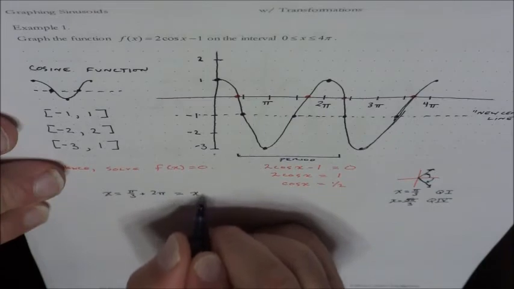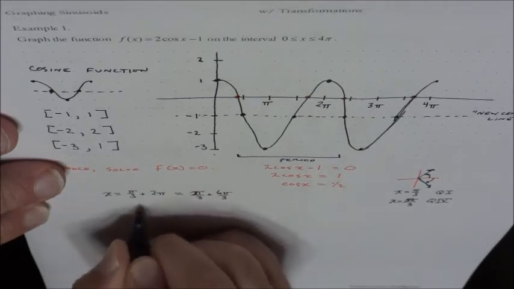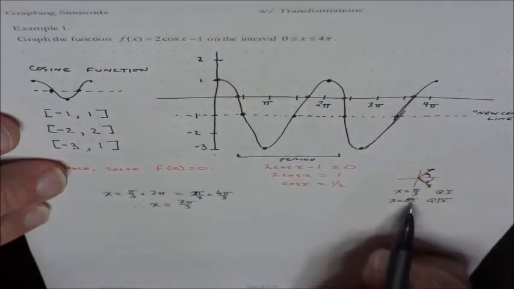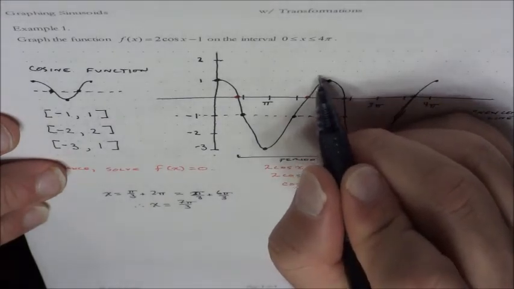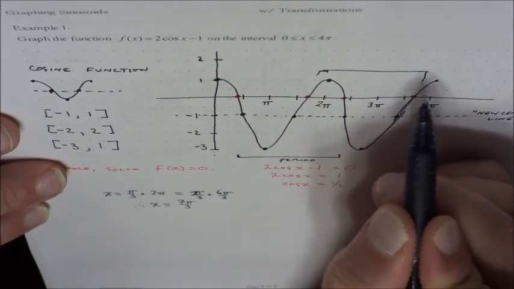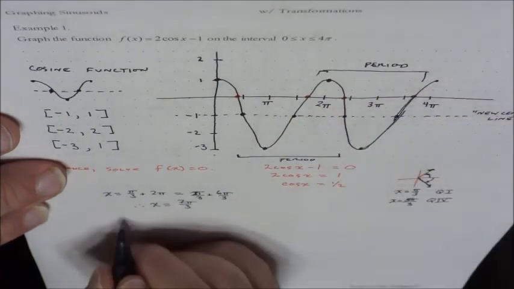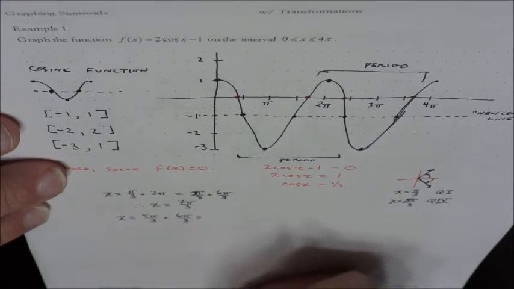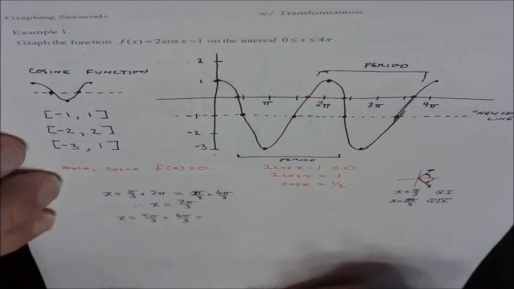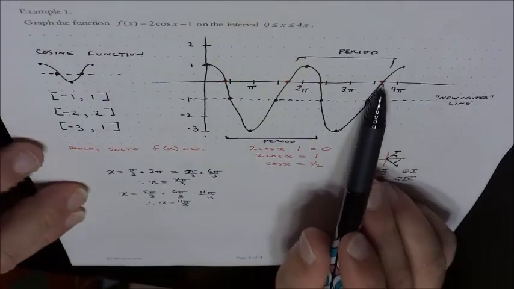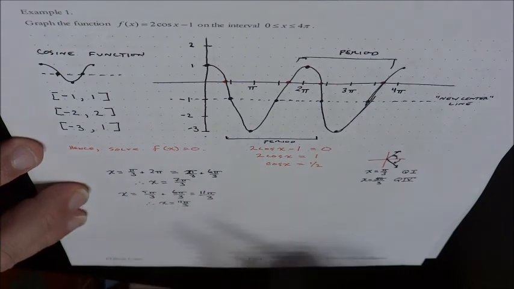Pi over 3 plus 2 pi is equivalent to pi over 3 plus 6 pi over 3, and so I can say that x equals 7 pi over 3 is another solution. Now, this solution is our 5 pi over 3, and if I think about the distance from that solution over to our next solution, that distance is also represented by our period. So x equals 5 pi over 3 plus the period, which would be 6 pi over 3. 5 pi over 3 plus 6 pi over 3 is going to be equal to 11 pi over 3, which would represent this fourth solution on this interval. So we have x equals 11 pi over 3.